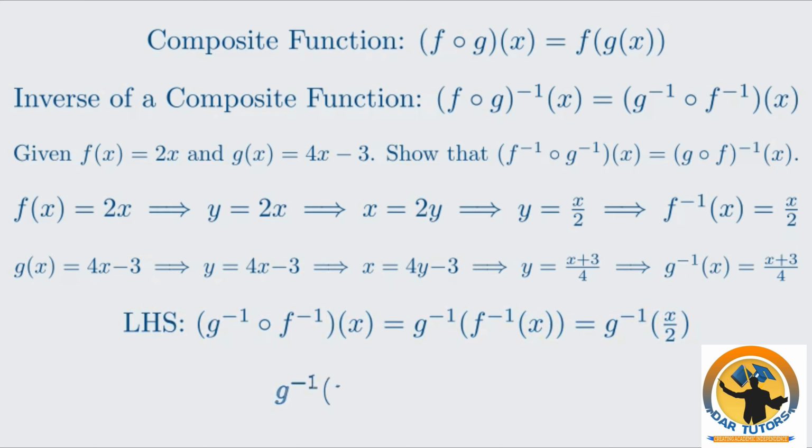Plugging x over 2 into the formula for g inverse, we get (x over 2 plus 3) all over 4. This simplifies to (x plus 6) all over 8. Now, for the right side, the inverse of f of g of x.